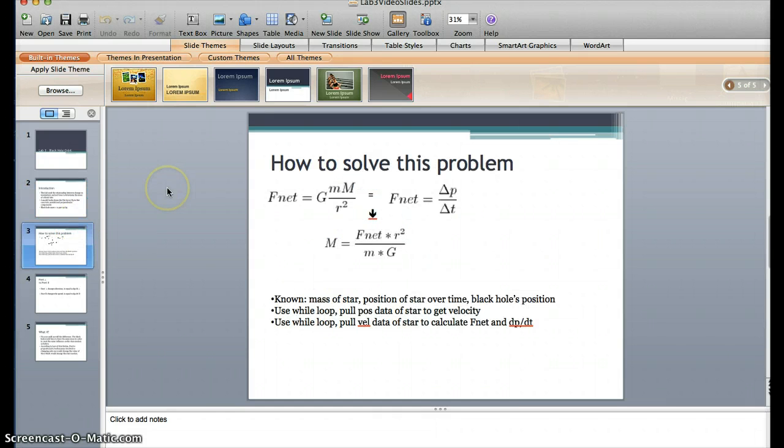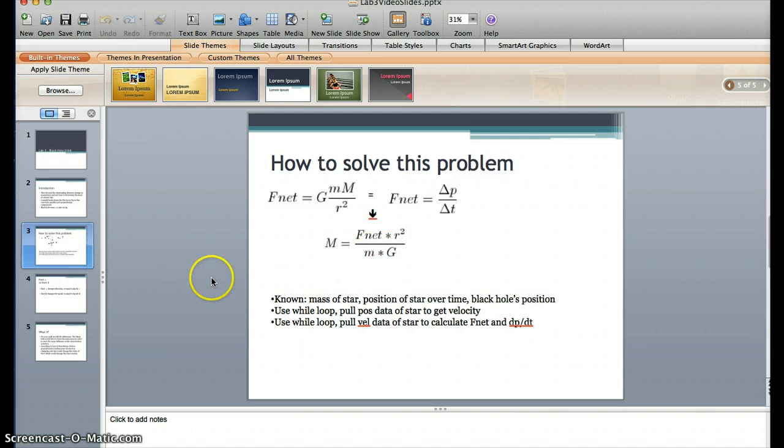Given from WebAssign, we know the mass of the star, the position of the star over time, and the black hole's position. Using that information, we can use fundamental principles to analyze its motion and get data to give us the mass of the black hole. Using the law of gravitation right here, and knowing that gravity is the only force acting on this object, we can also break that down into its momentum components and use that to figure out its mass at the end of the calculation.